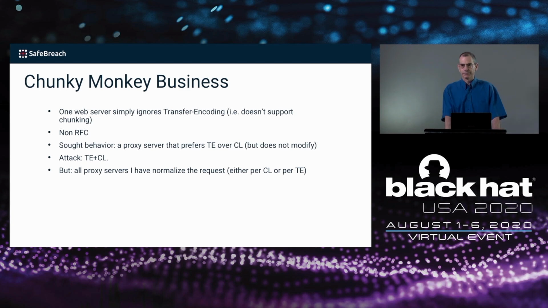Finally, there's one web server that simply ignores transfer encoding, even in HTTP 1.1. Obviously, this is not RFC compliant behavior. What I look for is a proxy server that prefers transfer encoding over content length, but does not modify the request. And the attack would be to send a request with both transfer encoding and content length, where the proxy would use the transfer encoding header and the web server would use the content length header. All the proxies I have normalize the request either per the content length header or per the transfer encoding header, so this becomes non-relevant, and I cannot exploit it in my lab.